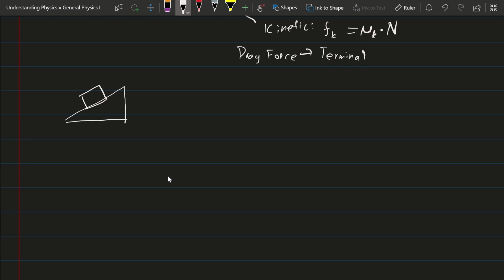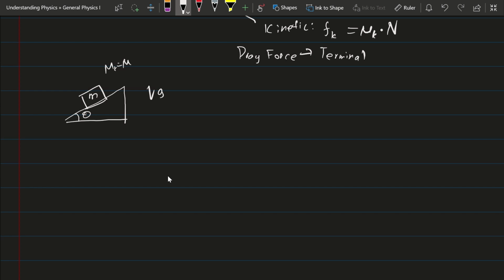So in here I have a block, and let's just state that it has a mass, there is gravitational acceleration, and there's an angle theta, as well as a coefficient of kinetic friction. The mu k will be mu. So how do we solve this problem?